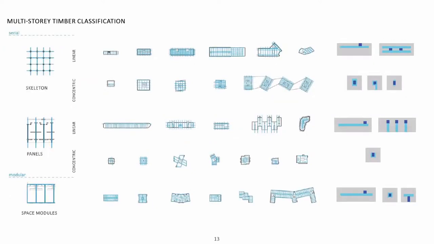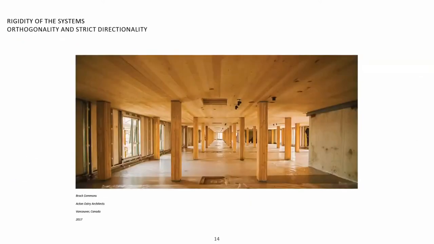So there's just two main typologies almost across all of the systems, either a linear circulation strip that sometimes gets deformed, or a central circulation corridor, regardless of how complex the massing is. And all of the projects really seem to be giving this spatial effect of strict directionality, single axiality, and orthogonality as well.